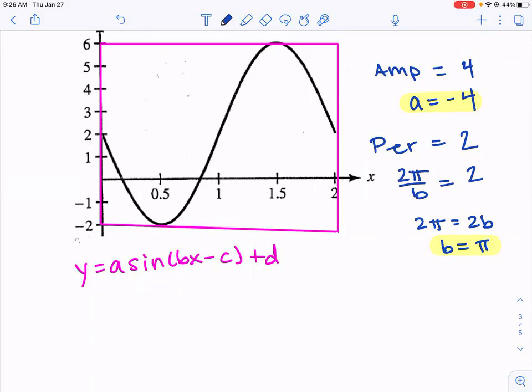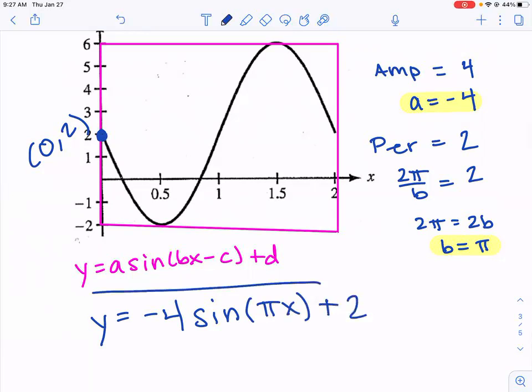All right, last we're going to talk about our starting point. It looks like our frame begins right here at 0, 2. Well, what does that mean? If the x coordinate of our starting point is 0, then we don't have a c value. And then we are shifted up 2, so that's going to affect d. So we have y equals -4 sine of pi x, and then outside the parentheses we'll have +2 for that vertical shift.